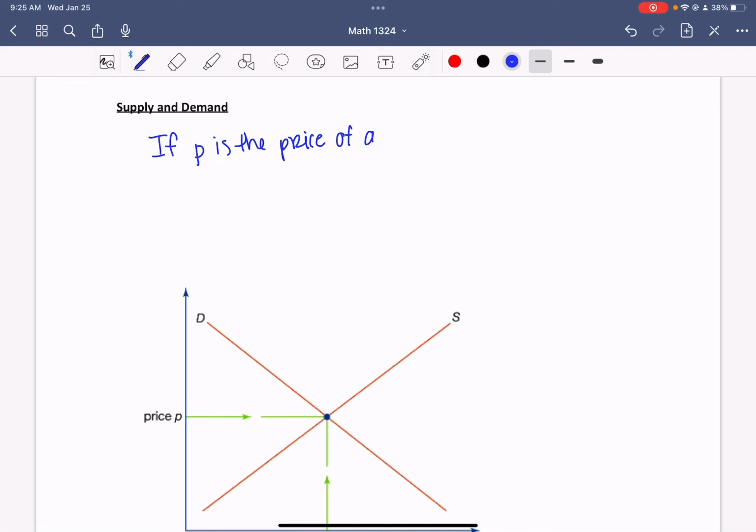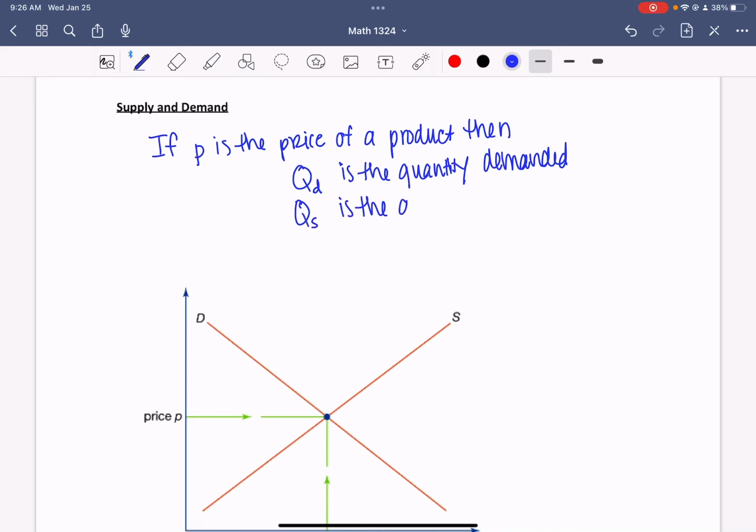So if P is the price of a product, then we say capital Q with a subscript D is the quantity demanded, and lowercase q with subscript s is the quantity being supplied.